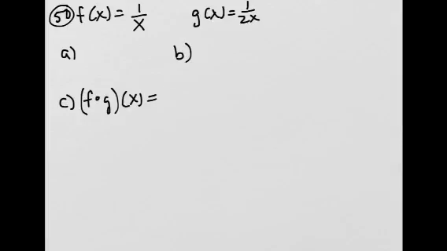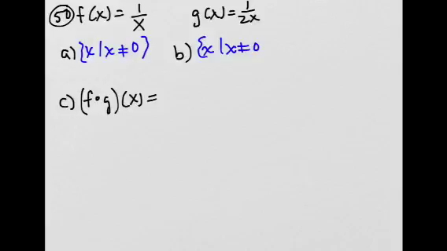Okay, for number 50, the rational function f of x equals 1 over x. We say that x cannot be 0, so all x such that x cannot be 0, because 0 would make that denominator 0. Same thing for g of x. So it's going to be all x such that x cannot be 0.